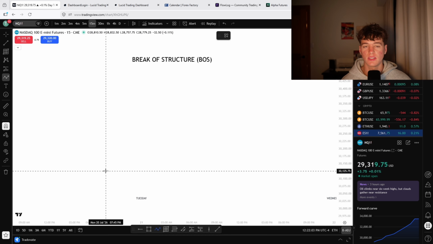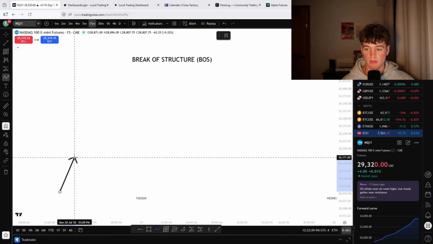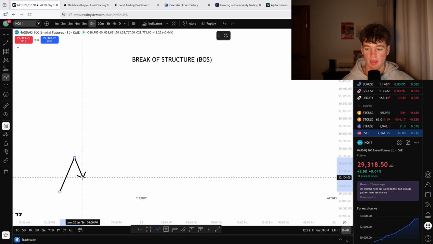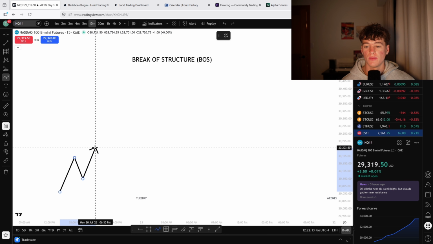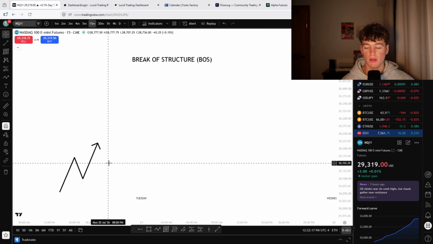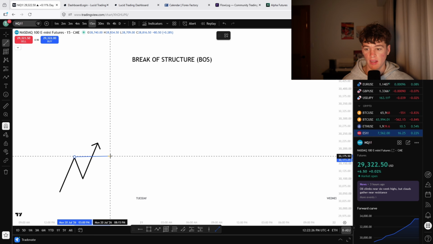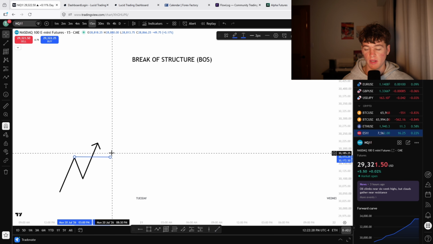So this has a lot to do with uptrends and downtrends. First, we'll do an example with an uptrend. So let's say we're in an uptrend, we make a high, then we make a higher low, then a higher high. So right here, we've already made a break of structure. A break of structure happens when we break a previous swing high or low. So as we broke this high right here, that's our break of structure.